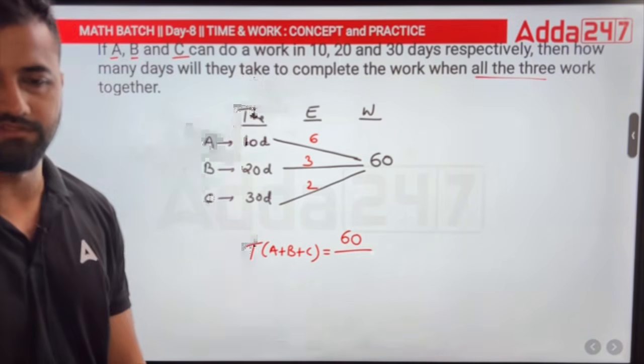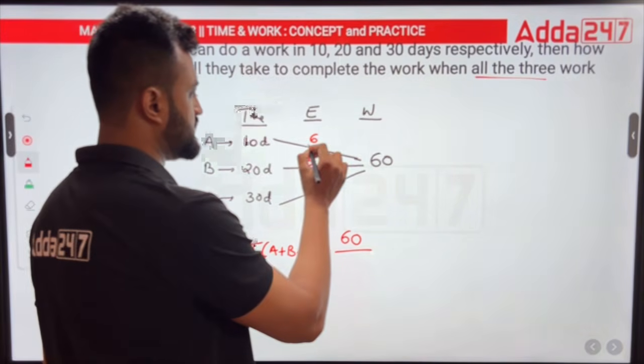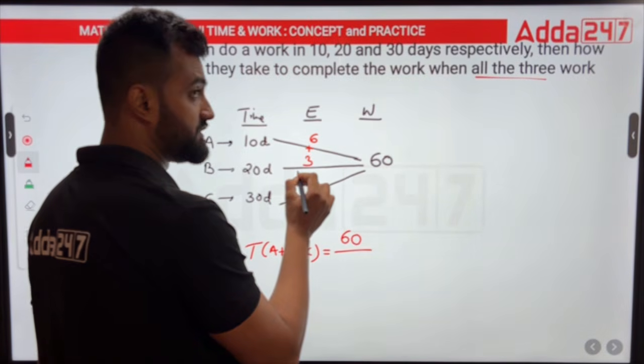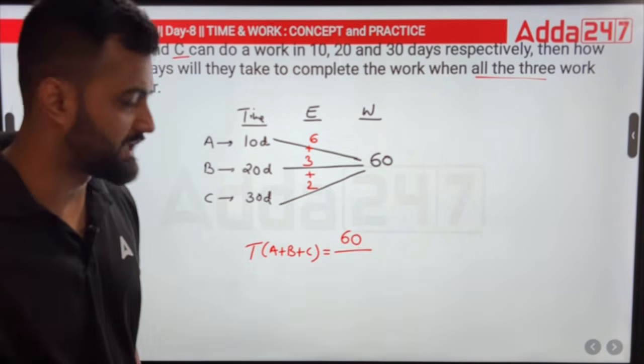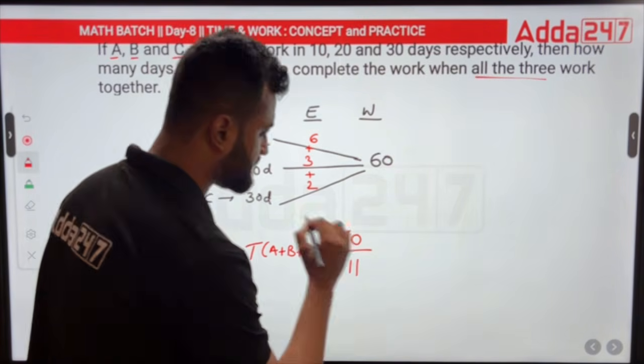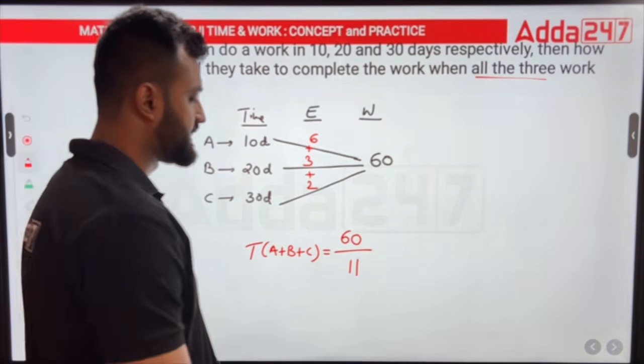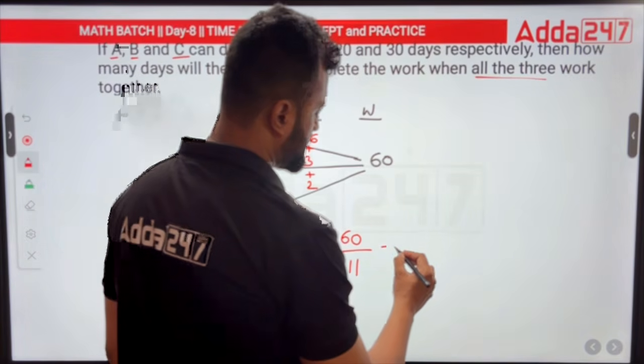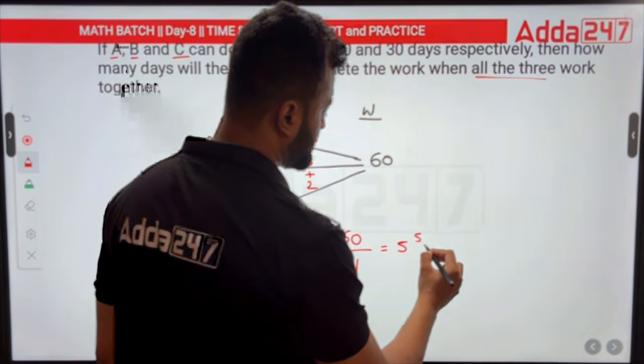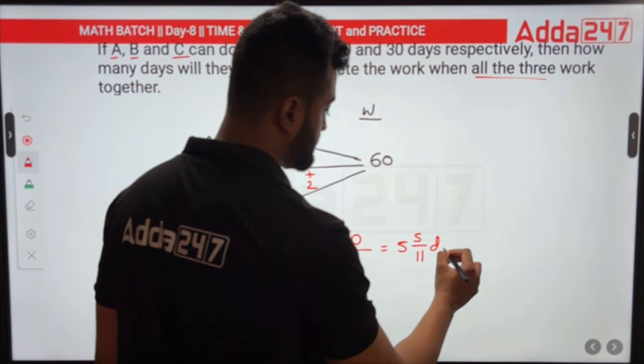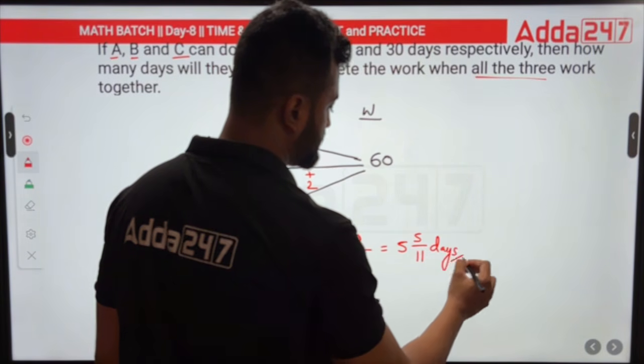So we'll just take the efficiency of all of them. How much is it coming? 6 plus 3 is 9, 9 plus 2 is 11. Yes, so they'll be working with an efficiency of 11. In that case, if I convert this into a mixed fraction, I'll be getting 5 by 11 days. This is your answer.